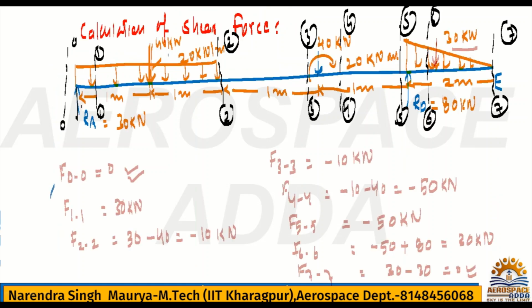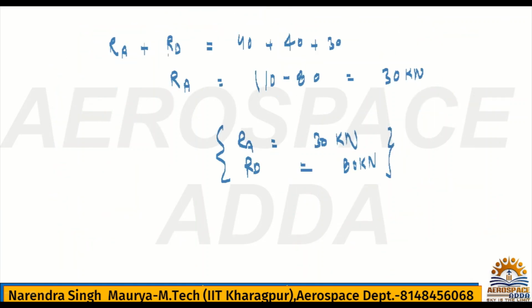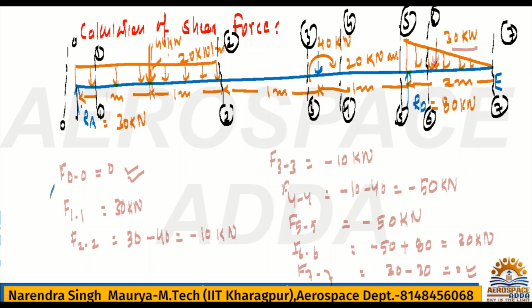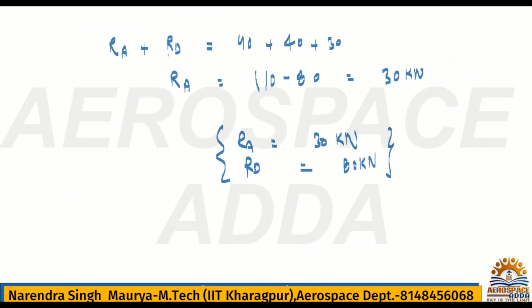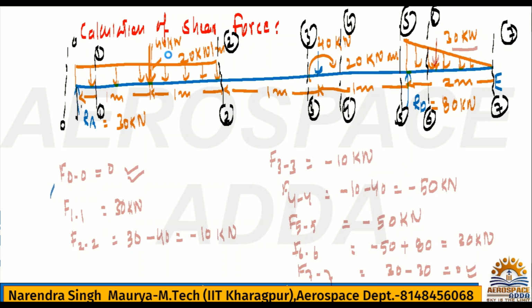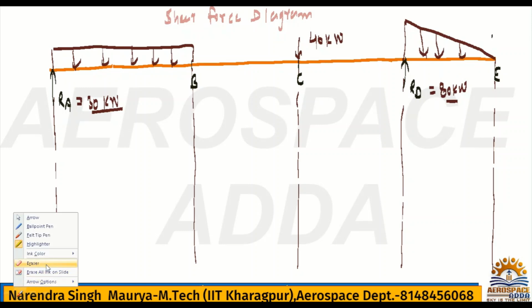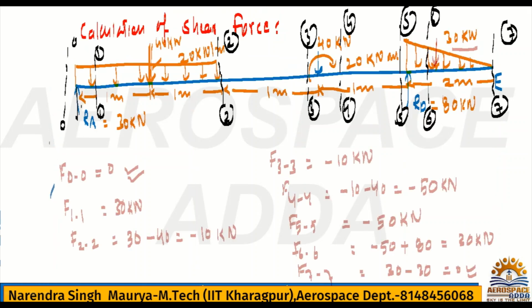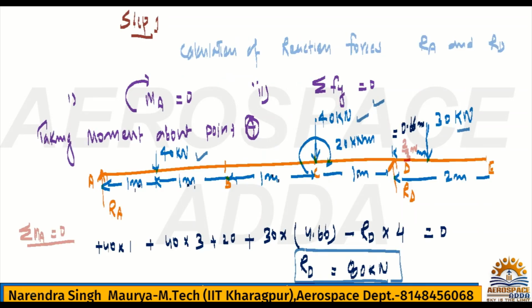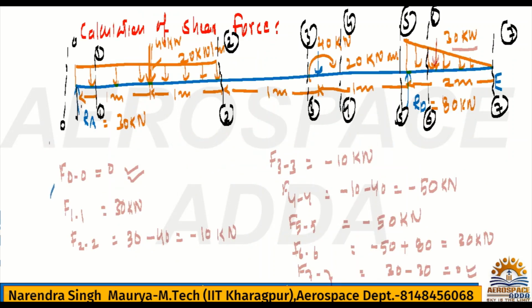RA is 30 and RD is 80, right? Let me check. RD is 80, RA is 30. Yeah, it's the other way around. Check it. Can you go back to where summation MA is equal to 0? Here we had calculated RD is equal to 80 kilonewton. RD is 80, then RA is 30. Correct, sir. RA is 30.